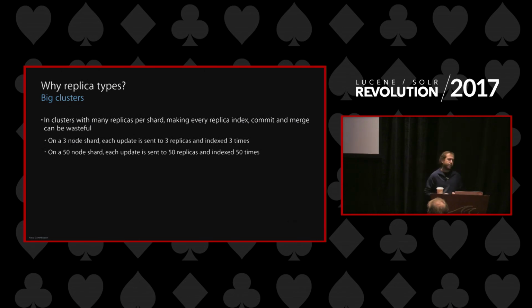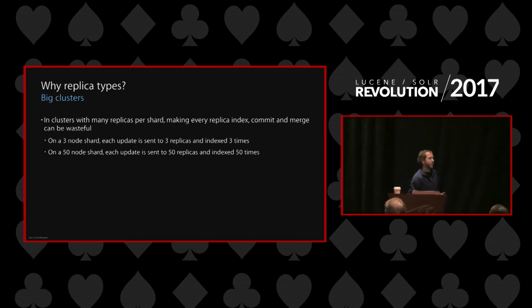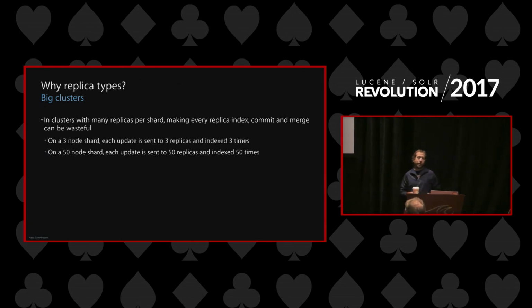Also for big clusters, it can be wasteful that every replica needs to do all the work, needs to do updates, needs to do commits, needs to do merges. When you have a 3-node cluster, you may be okay with that because you want the high availability of writes, you want the documents everywhere. But maybe if you have a 50-node cluster, you may not need all replicas to be doing everything.